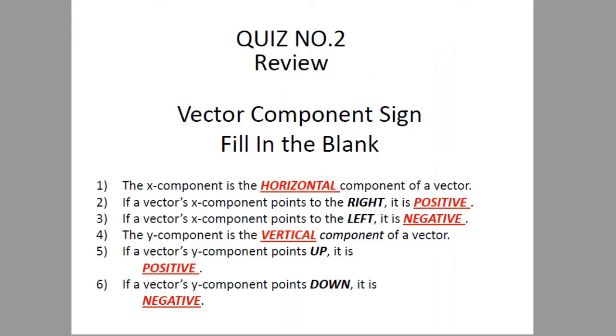Last week, you also took quiz number 2. Here's a quick review for it. Looking at the vector component sign, you have to fill in the blank. The x component is the horizontal component of a vector. If a vector's x component points to the right, it is positive. If a vector's x component points to the left, it is negative.